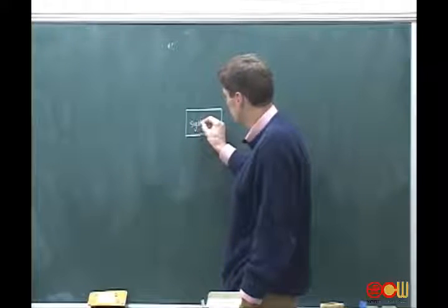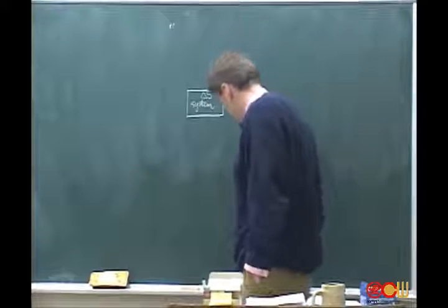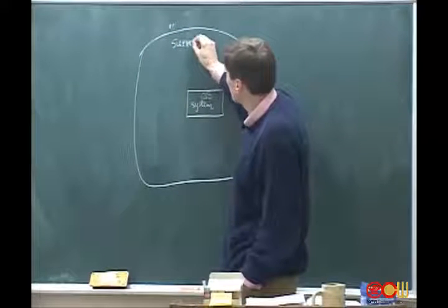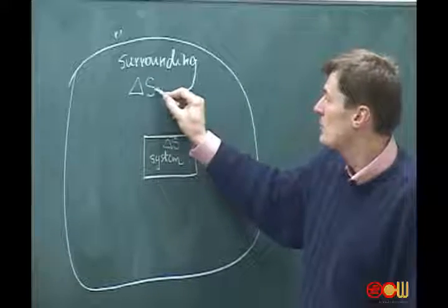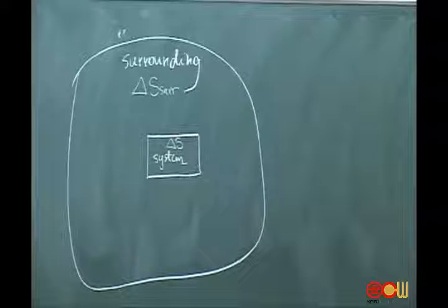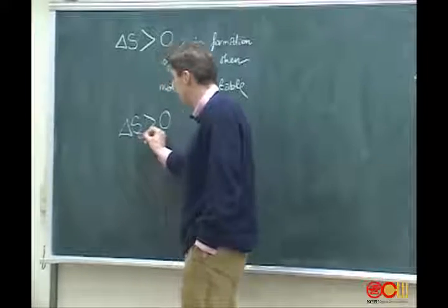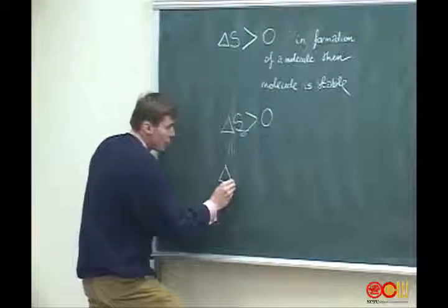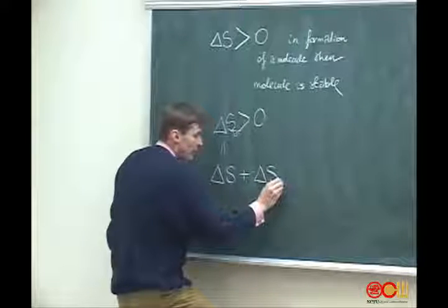And of course, we should consider the change of entropy inside the system. But we know that this system is encircled by some surrounding, and you also have a change of entropy of this surrounding. So when I'm saying here that the change of entropy is larger than or equal to zero, what I really mean is the total entropy. And when I mean total entropy, I mean the change of the entropy inside the system plus the change of the entropy in the surrounding.